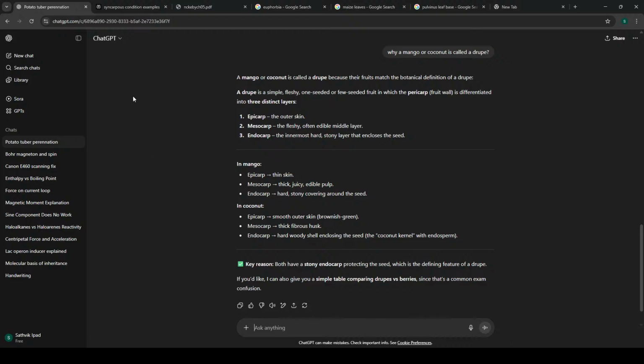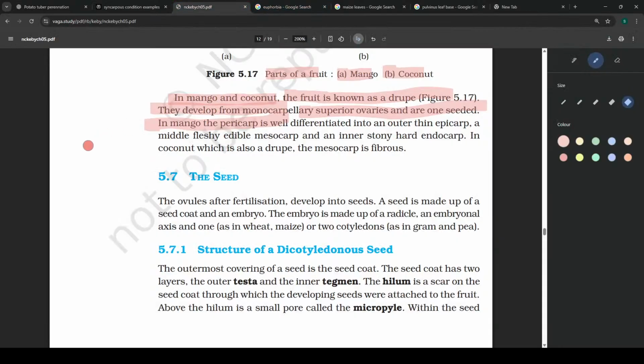A drupe is a simple, fleshy, one-seeded or few-seeded fruit with a pericarp differentiated into three different layers. That is what a drupe is called. Differentiated into an outer thin epicarp, a middle fleshy edible mesocarp, and an inner stony hard endocarp.